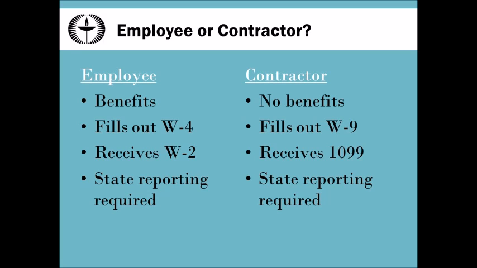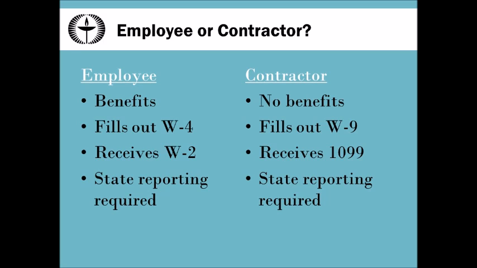So employees are eligible for benefits. Contractors aren't. Employees need to fill out a W-4 tax form, which you can find on www.statew4.com. It's a great website for finding all kinds of tax forms. Contractors don't fill out W-4s. They fill out a W-9 form instead. It's similar, but slightly different.